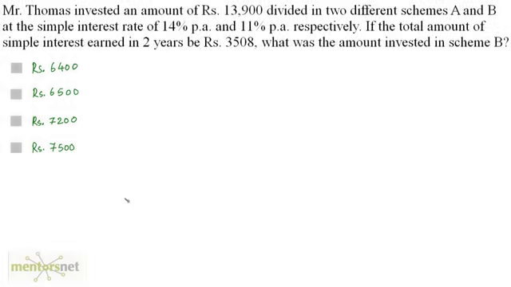Mr. Thomas invested an amount of rupees 13,900 divided in two different schemes A and B at the simple interest of 14% per annum and 11% per annum respectively. If the total amount of the simple interest earned in 2 years be rupees 3,508, what was the amount invested in scheme B?